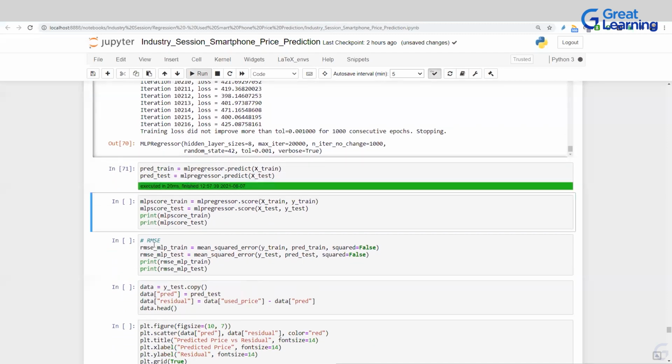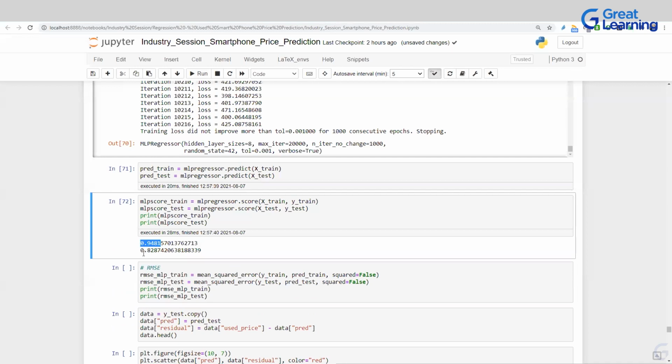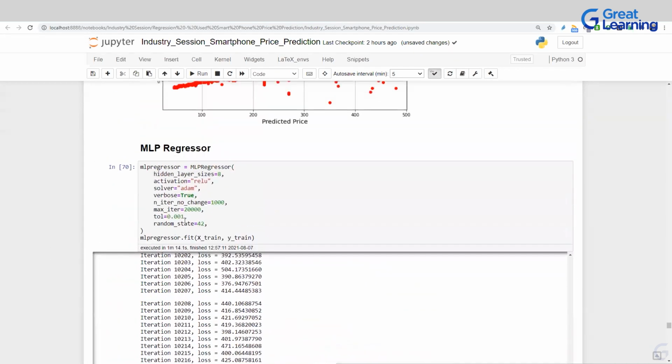The R-square value is pretty high, but you can see here the R-square for train is very high as compared to test. This is overfitting, right? We can reduce the overfitting by adjusting the parameters here, but in the interest of time, I'm not doing it.